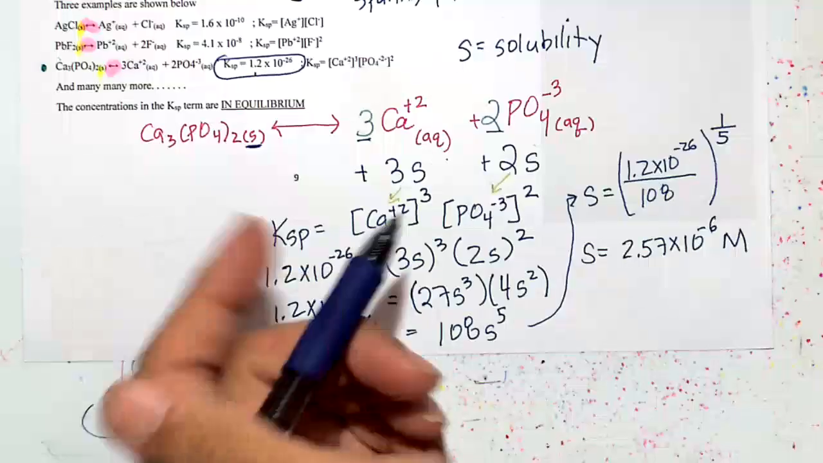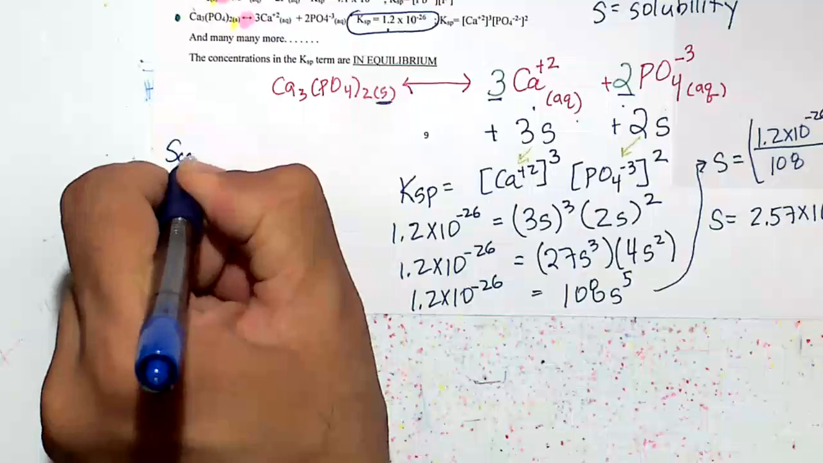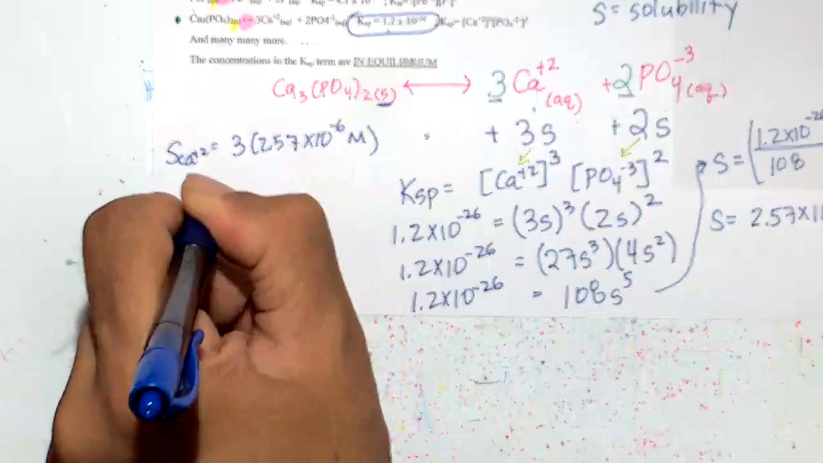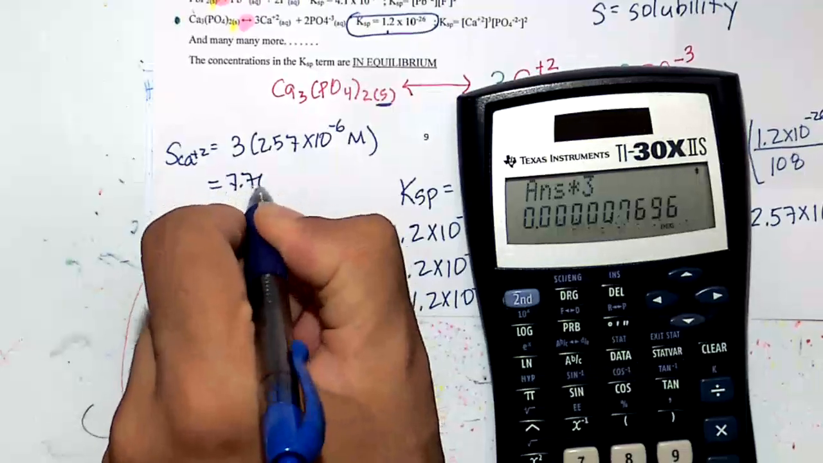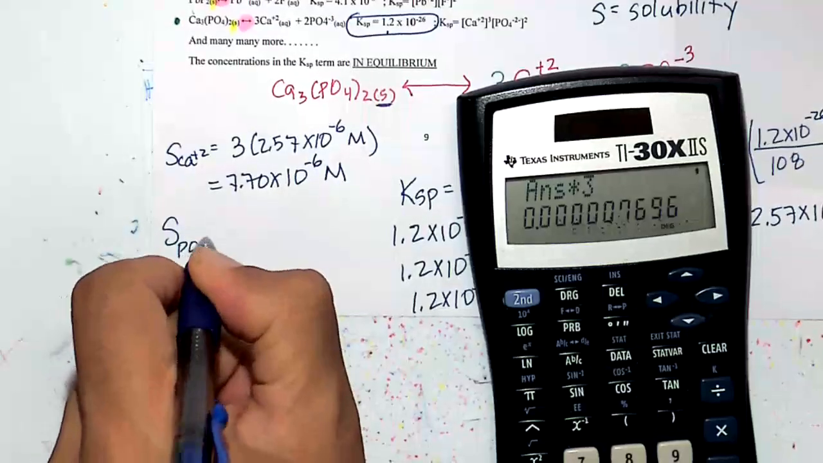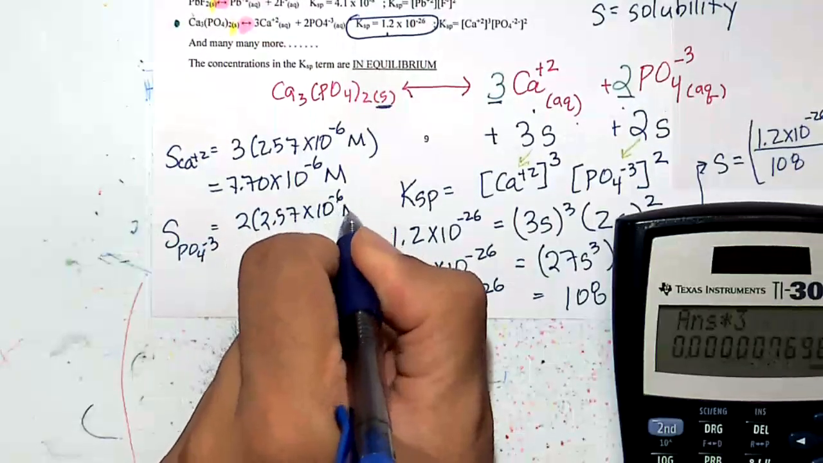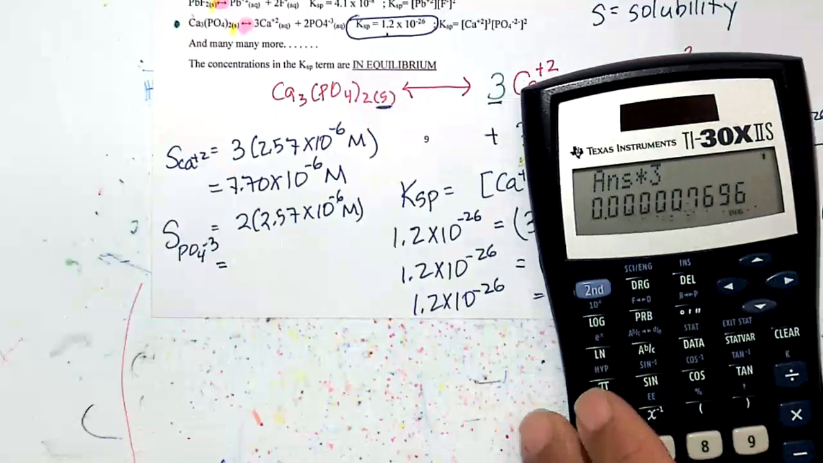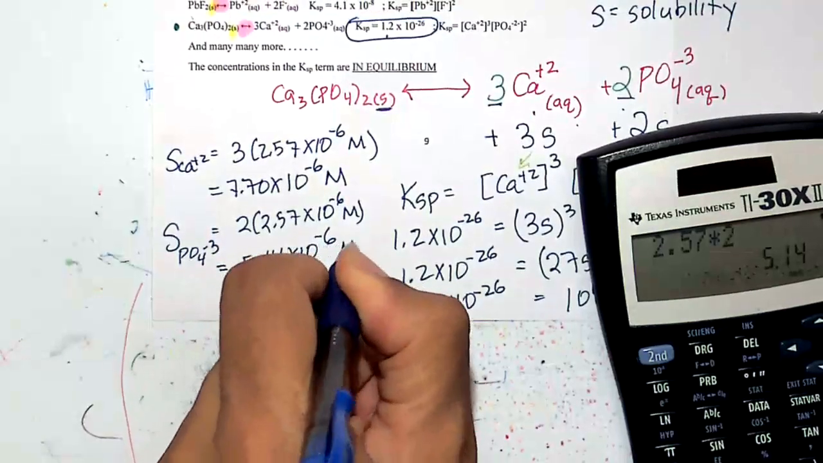So the solubility, how much of this is dissolved in water? The solubility of calcium ion in calcium phosphate is going to be 3 times this S, which is 7.70, something like that, times 10 to the minus 6 big M. And then the solubility of PO4 minus 3 is going to be 2 times this. And what is that? That is 5.14 times 10 to the minus 6 molar.